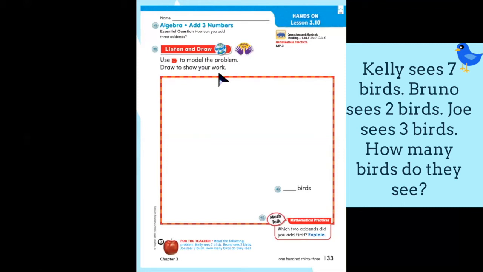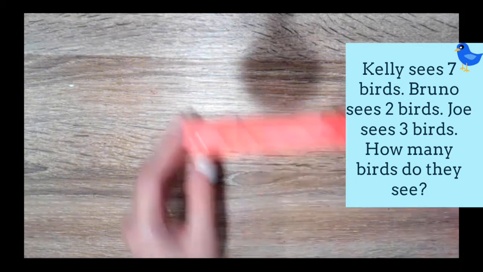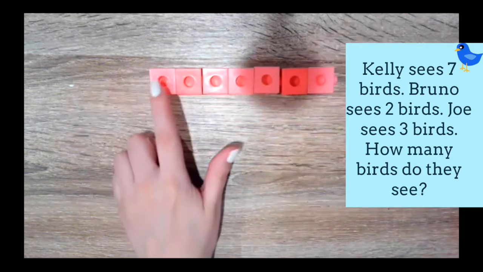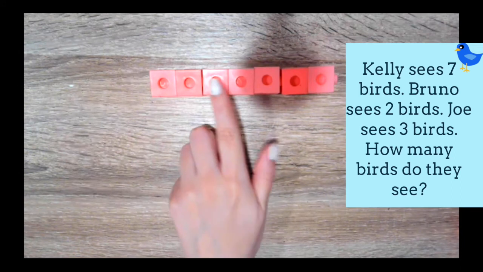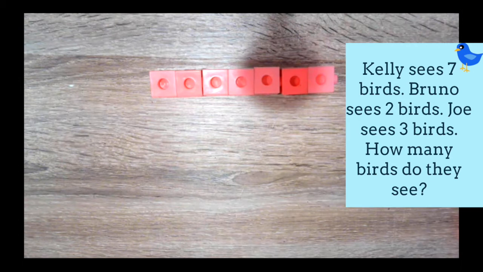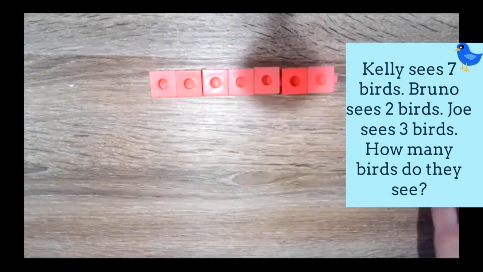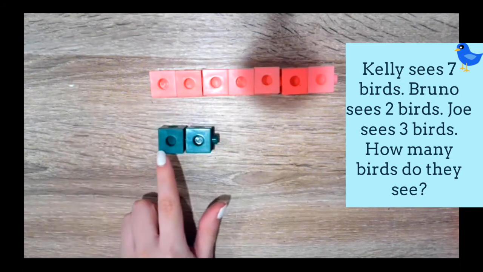We are going to use our linker cubes to model this problem. The problem said that Kelly sees 7 birds. Let's grab 7 cubes to show 7 birds. 1, 2, 3, 4, 5, 6, 7. The problem also said that Bruno sees 2 birds. Let's grab 2 linker cubes to show 2 birds. 1, 2.